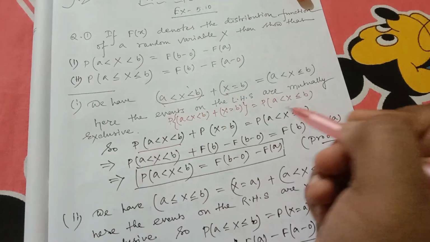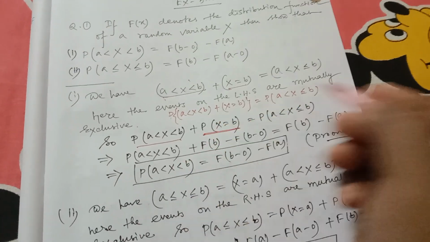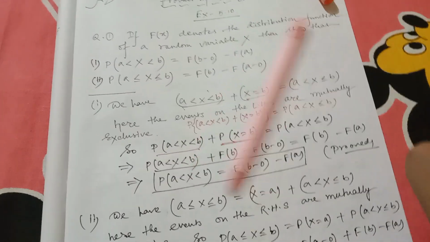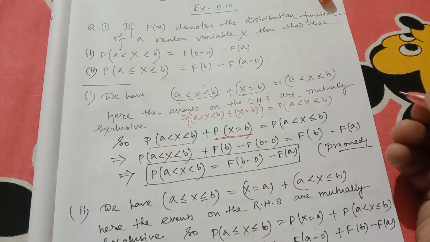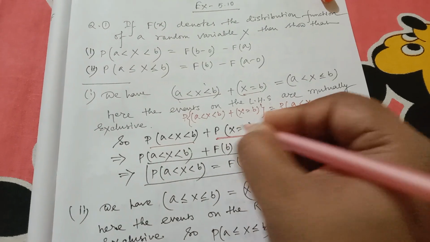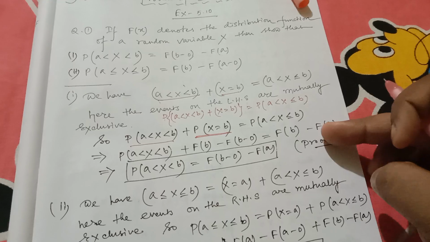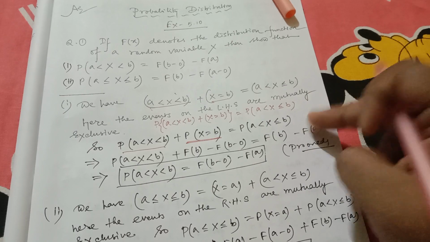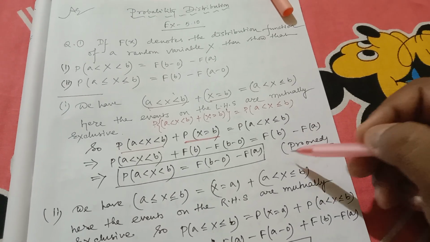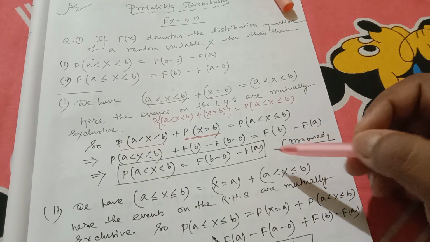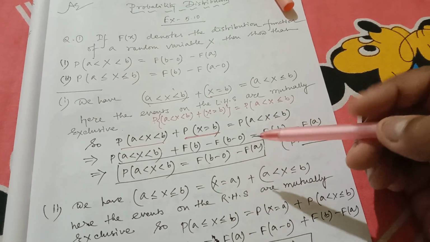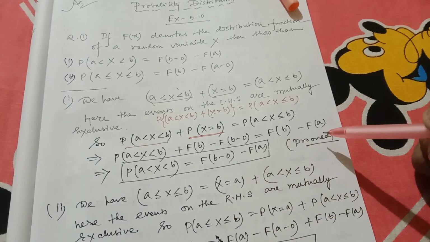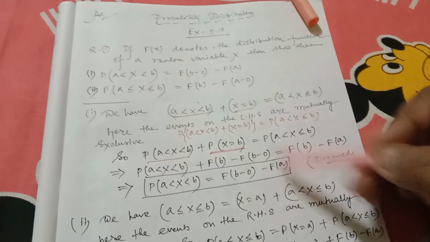Now no need to change the first quantity, but for the second one, because we know P(X = b) can be written in the form of F(b) - F(b - 0), we can write this expression by means of the distribution function. Similarly here, just remember the basic definition of the distribution function: P(a < X ≤ b) means F(b) - F(a). So you can cancel out F(b) from either side, and the resulting portion will be P(a < X < b) equals F(b - 0) - F(a). This is the proof of the first part.